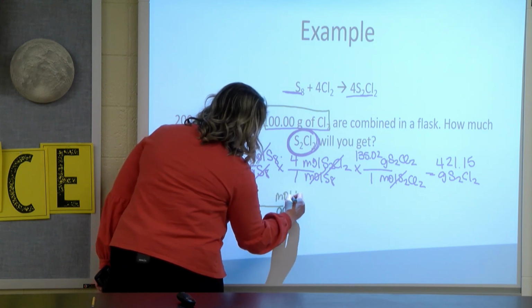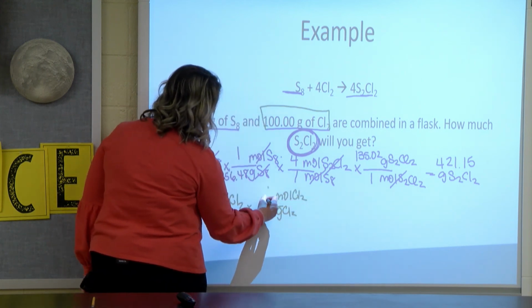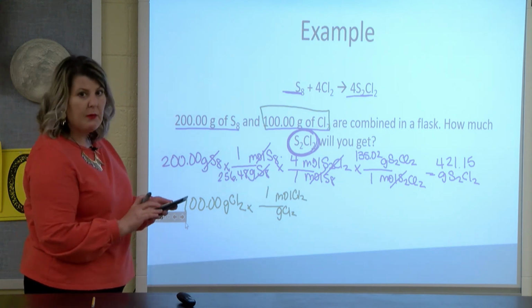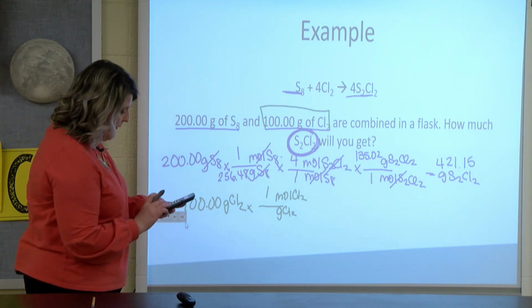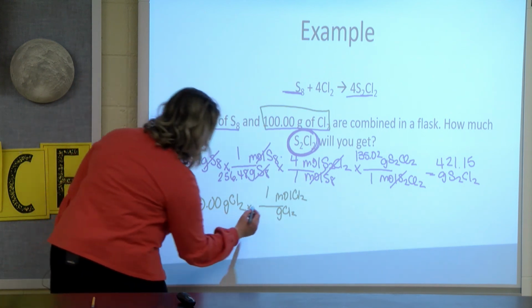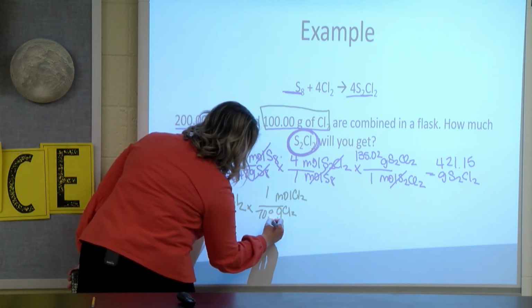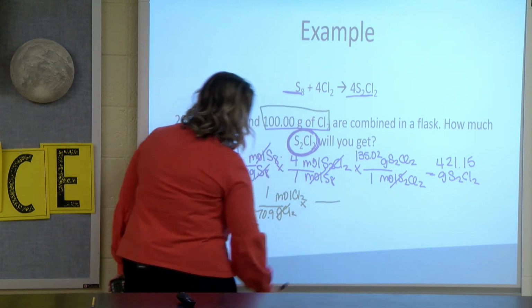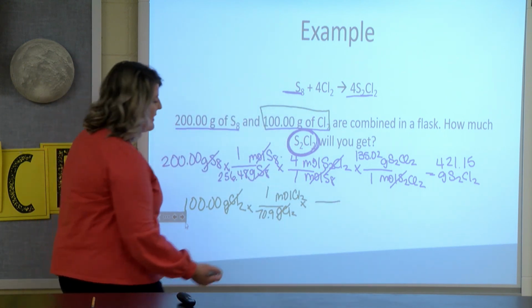Moles of Cl2 goes on the top. One goes with moles. Grams of Cl2 comes off the periodic table, and that is 35.45 times 2, which gives us 70.9. Cross out grams and grams. Draw another X and a line because you have moles of Cl2.